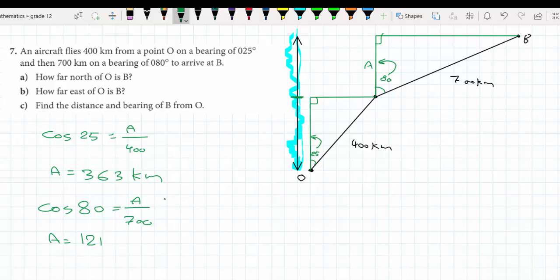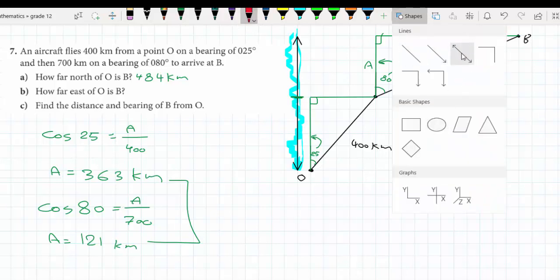Now we got the answer of part A. By adding these two parts, we will get how far is B on the north of O. 363 plus 121, it will be 484 kilometers.